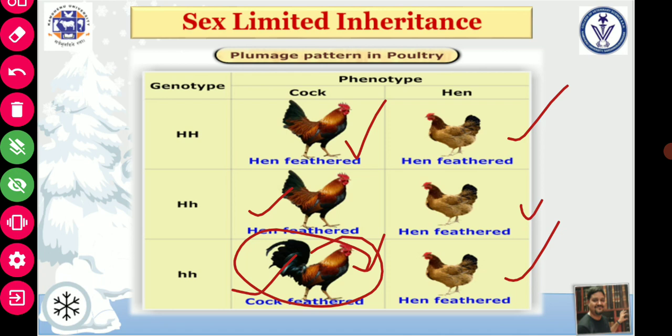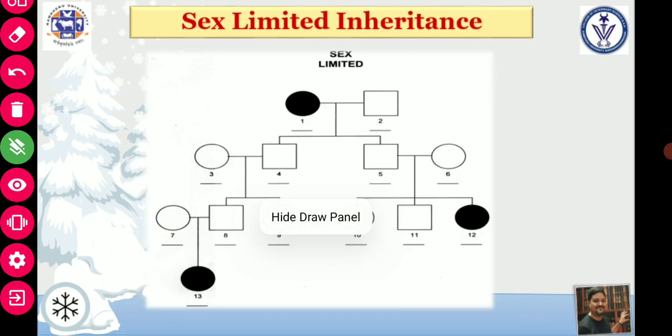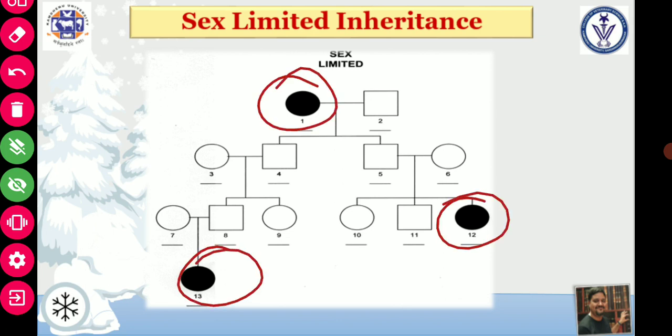So hen, that is female poultry, will always have hen feather, but in case of male it can be changed. Other examples are very easy: milk production, egg production, or beard, etc. You know. So this is the pedigree diagram of sex limited trait. Here you can see the female will always transmit it to the female only, not to any other sex. It will transmit the gene, but it will not get expressed in other sexes.